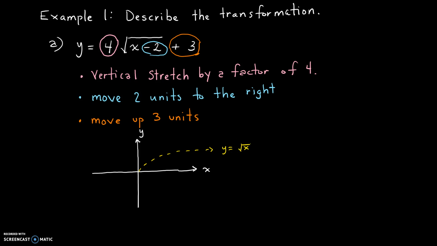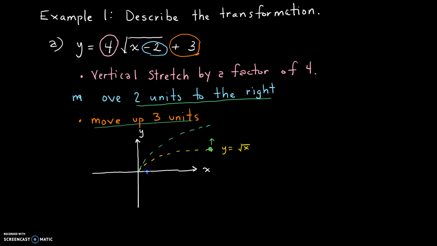Well, let's think about the graph that we have. The graph is going to be stretched vertically by a factor of 4. That means I'm going to grab this arrow here and stretch it vertically, so it's going to do something like this. But then I have to move 2 units to the right and 3 units up. So that's essentially going to do this.